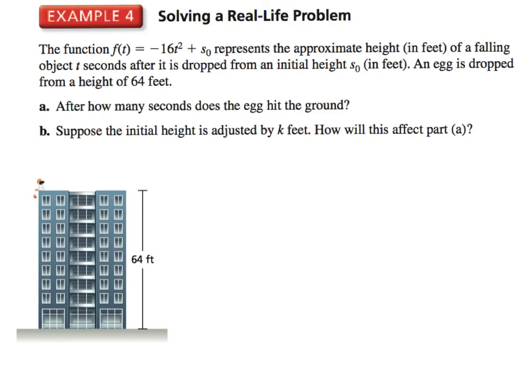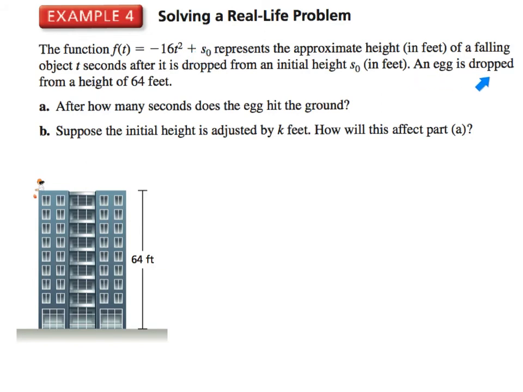Our last example is a real-life problem. So let's just look at this problem first and see then what it's asking us to do. We have a function, f of t equals negative 16t squared plus s sub 0, which represents the approximate height in feet of a falling object, t seconds after it is dropped from an initial height of s sub 0, which is in feet. So let's stop there. T stands for the number of seconds. The actual function represents the height after something starts falling, and the starting height is represented by s sub 0.